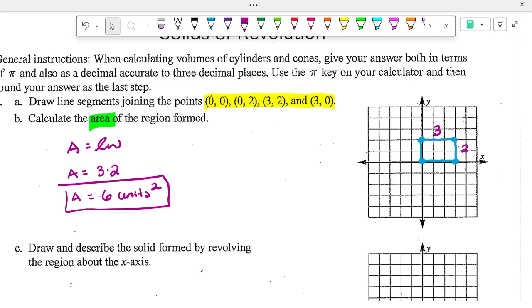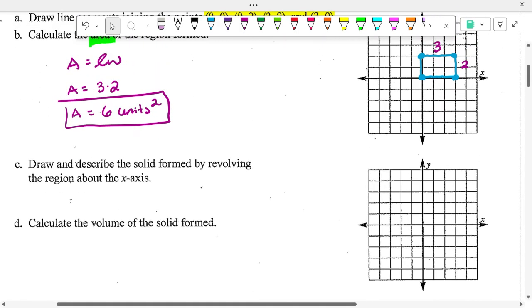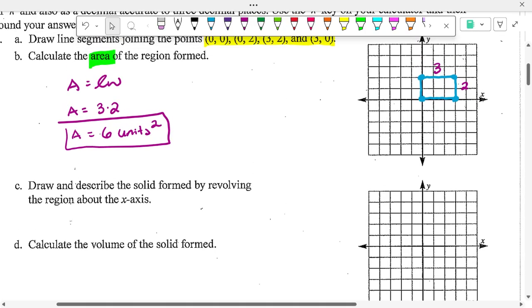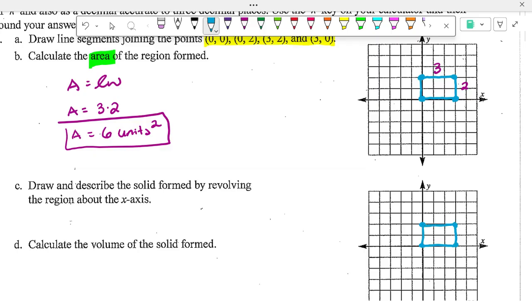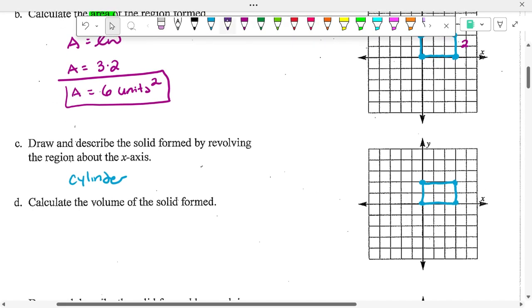Now, the next thing that we're going to do is draw this same solid again. So we're going to redraw our rectangle using the same points. But now we're going to draw the solid rotating around it. So first off, if we rotate around it, we already did this. If you're given a rectangle and you rotate around the x-axis, what are you going to get? A cylinder. So it should look something like this.